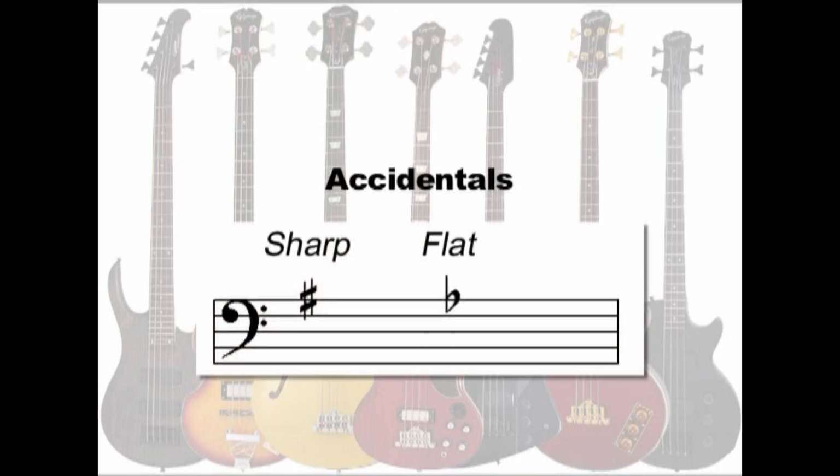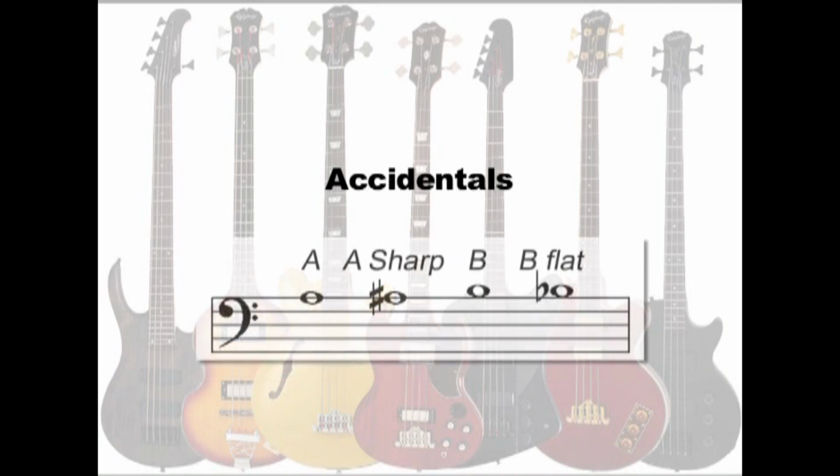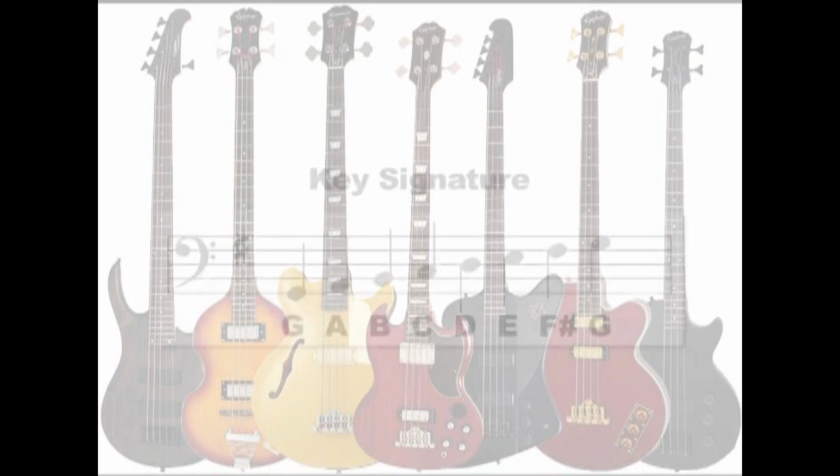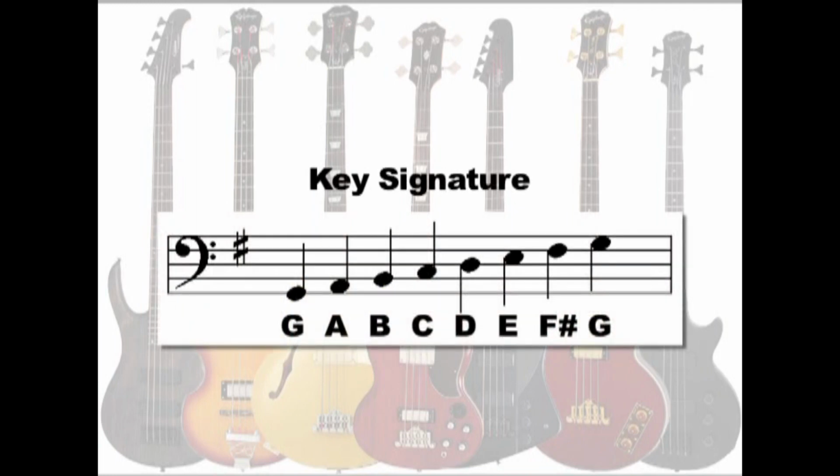There are also different versions of most notes called accidentals. Accidentals consist of sharps and flats. To make a note sharp is to raise it one fret on the bass. To make a note flat is to lower it one fret on the bass. One way of writing sharps or flats on the staff is to place the symbol before the note you want to change. Another way of writing sharps or flats is to use a key signature.